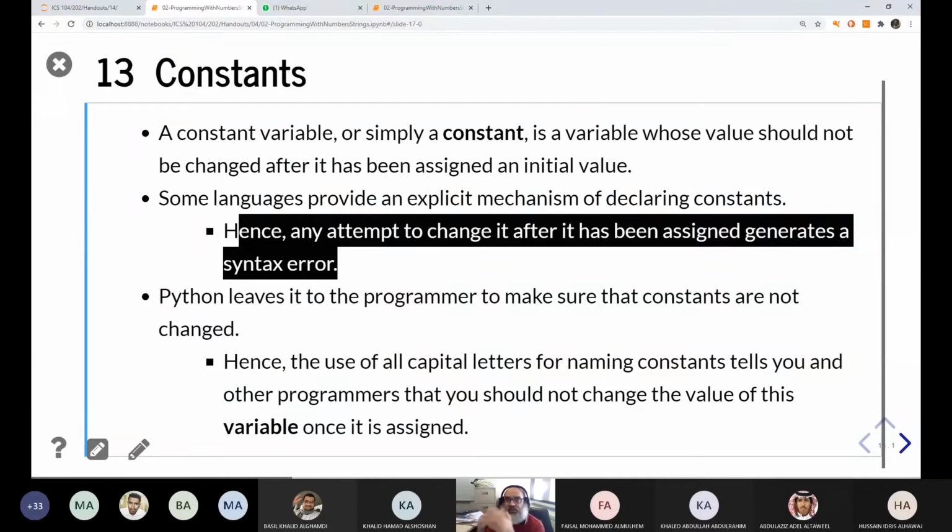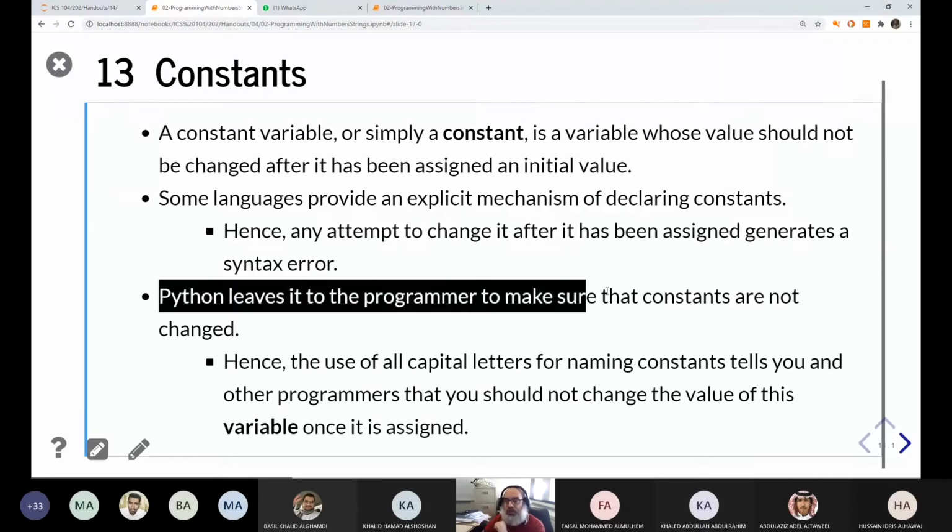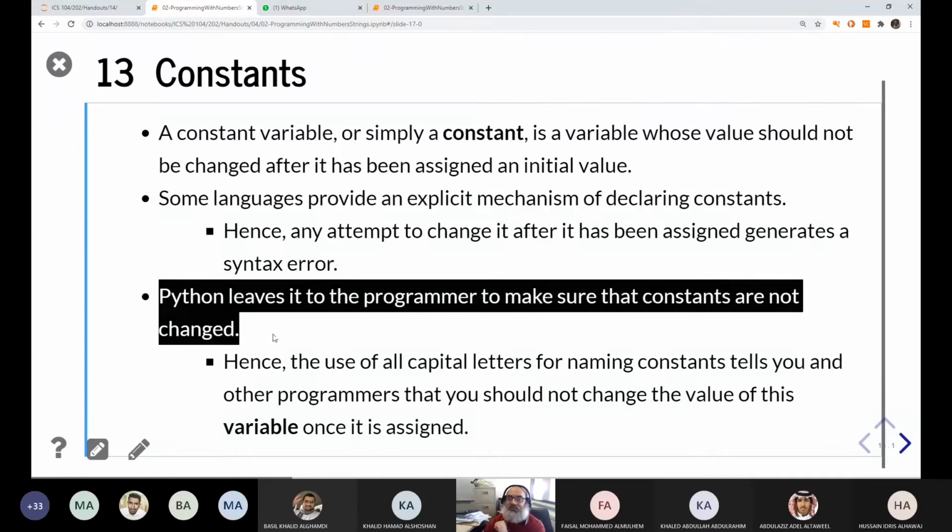In these languages, this will generate a syntax error, not in Python. Python leaves it to the programmer to make sure that constants are not changed. Again, this is because they wanted Python to be an easy to write language. The creator of Python wanted Python to be easy to write.